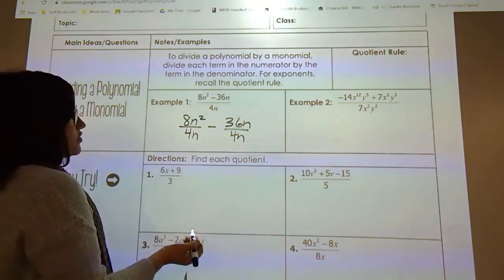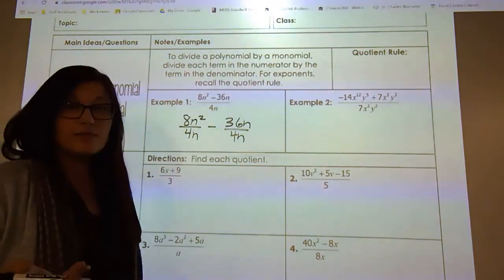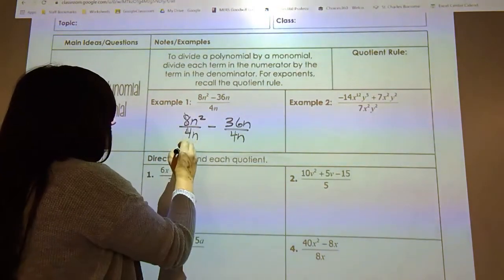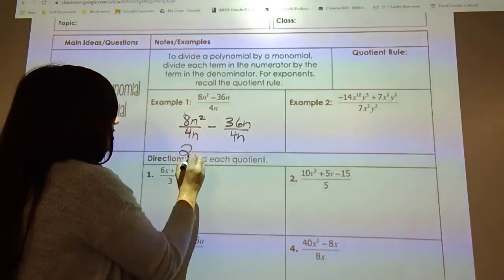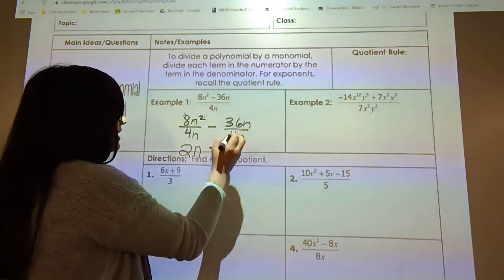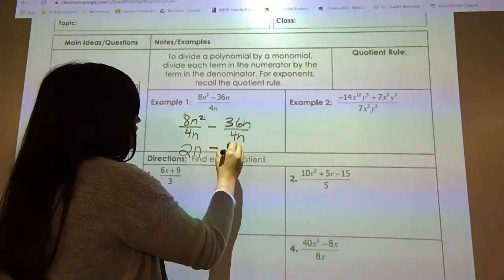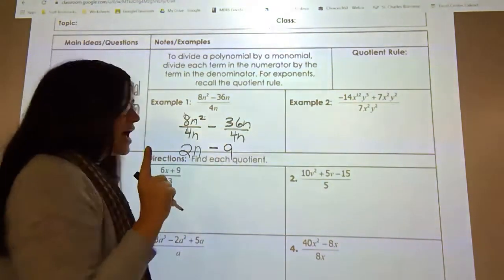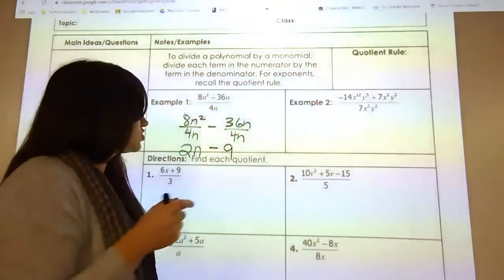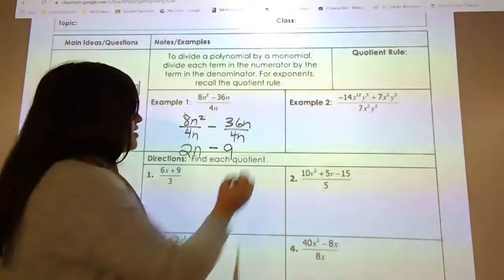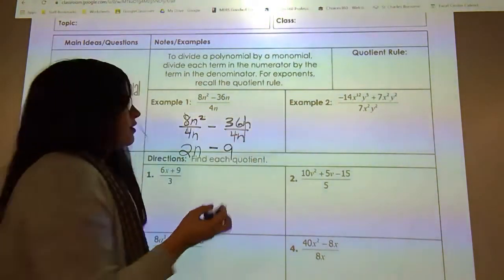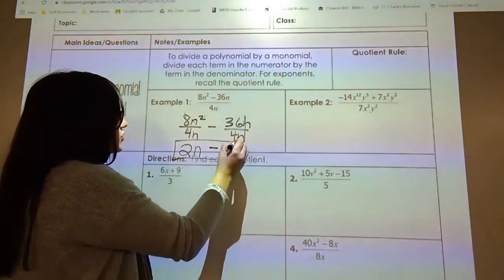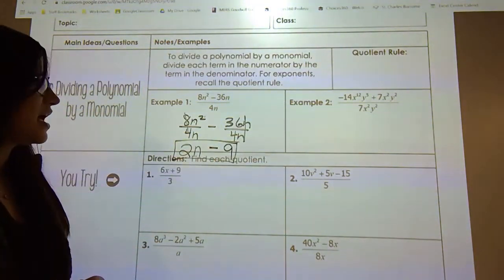All right, now you can simplify just how we did previously. 8 divided by 4 leaves me 2. N squared divided by n leaves me n, minus 36 divided by 4 leaves me 9. N divided by n is just 1, and 9 times 1 is just 9, so there's no reason for me to write the 1 anymore. It's like they go away, okay? All right, so I got 2n minus 9.